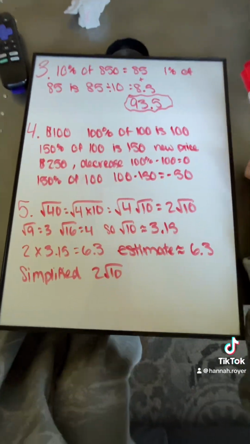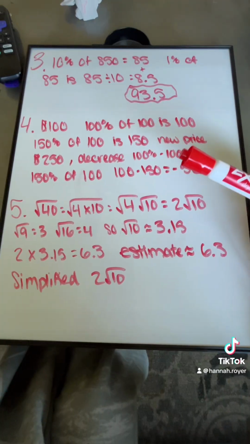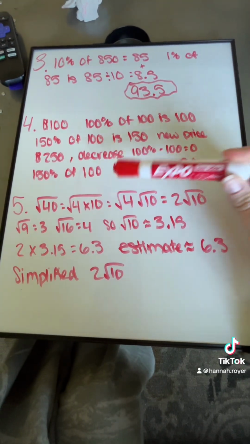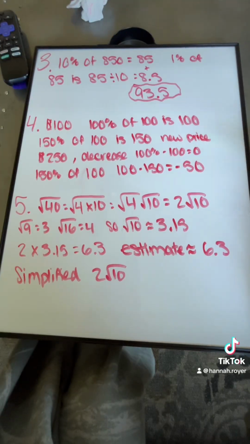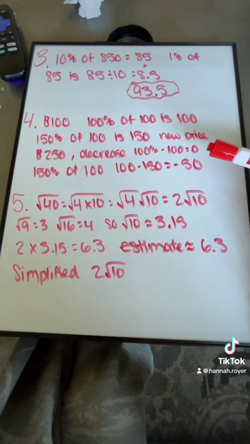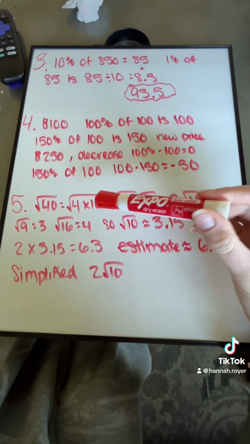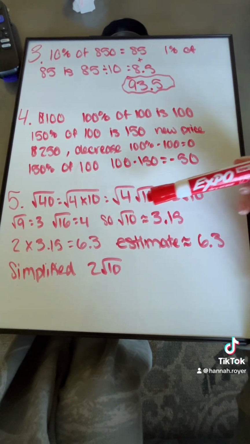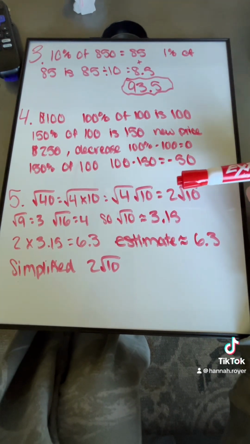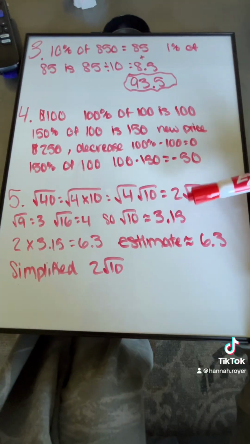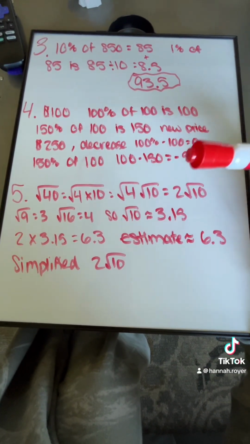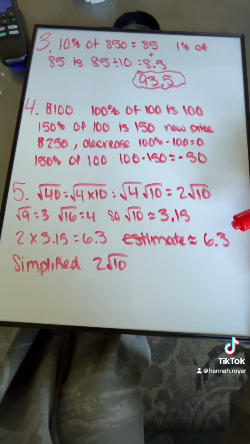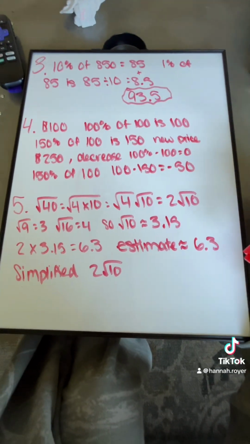For number 5, I turned the square root of 40 into a perfect square. So I got it down to 2 square root of 10 by putting 4 times 10 under the square root and then separating them, and then 2 square root 10. But I know that the square root of 9 is 3, and then the square root of 16 is 4. So 10 is in between 9 and 16, so the estimate has to be somewhere in between there. So I did 3.15, and then I had to multiply 2 times 3.15 to get 6.3. So my estimate would be 6.3. And then my simplified would be 2 square root 10.